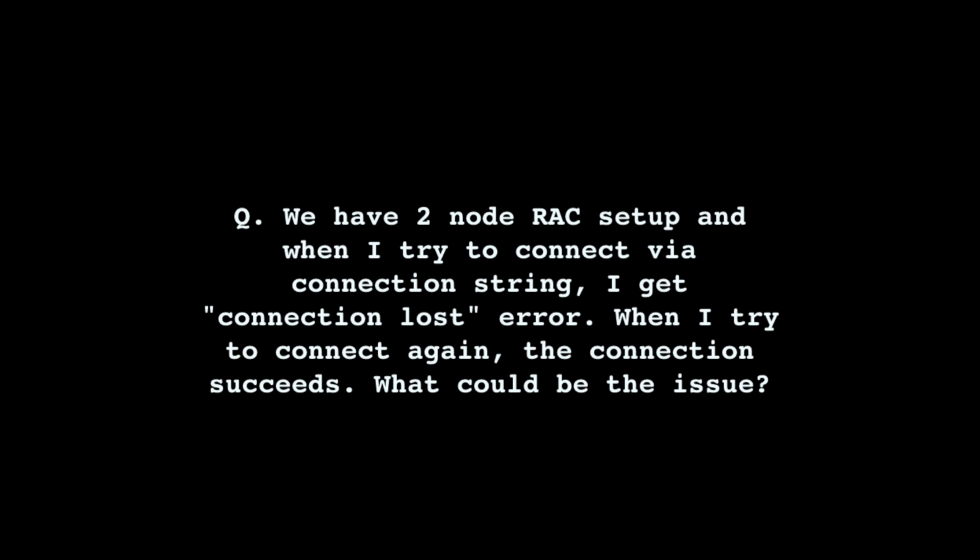And guys, as mentioned earlier, this one is my favorite one. We have a 2-node RAC setup, and when I try to connect via connection string, I get a connection lost error. When I try to connect again, the connection succeeds. What could be the issue? As I always say guys, with this limited amount of information, I really can't give you the exact answer, but let me help you with the debugging steps and you can try to figure out where your environment is facing the issue. So you mentioned that you have a 2-node RAC setup, and whenever you're trying to connect via the connection string, you are getting the connection lost error.